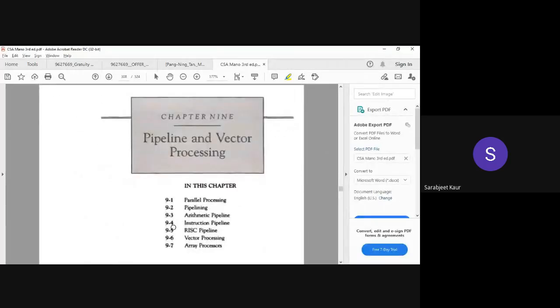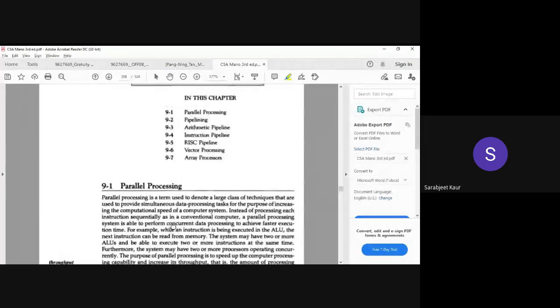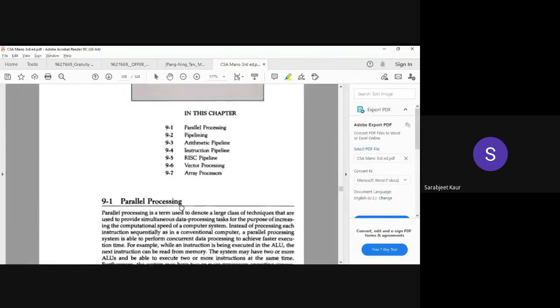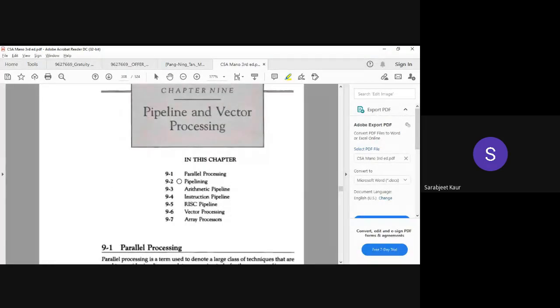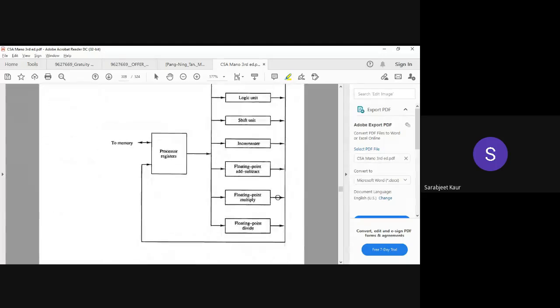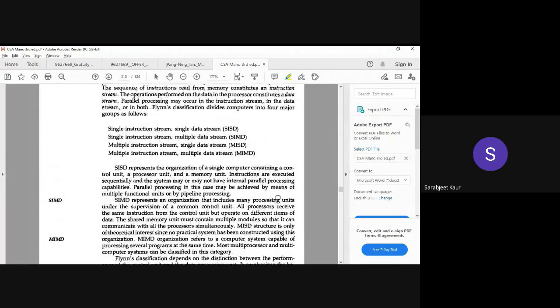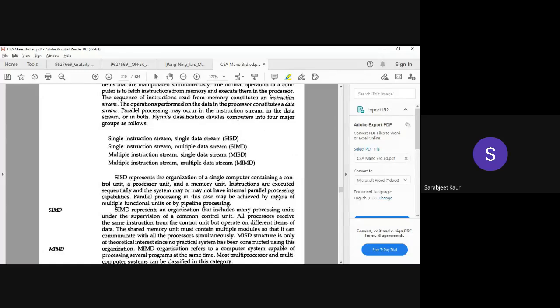Okay, yeah. From this chapter, pipelining and vector processing, we need to do sections 9.1 and 9.2. So, what is parallel processing? See, there are four categories of how a computer can work in parallel.